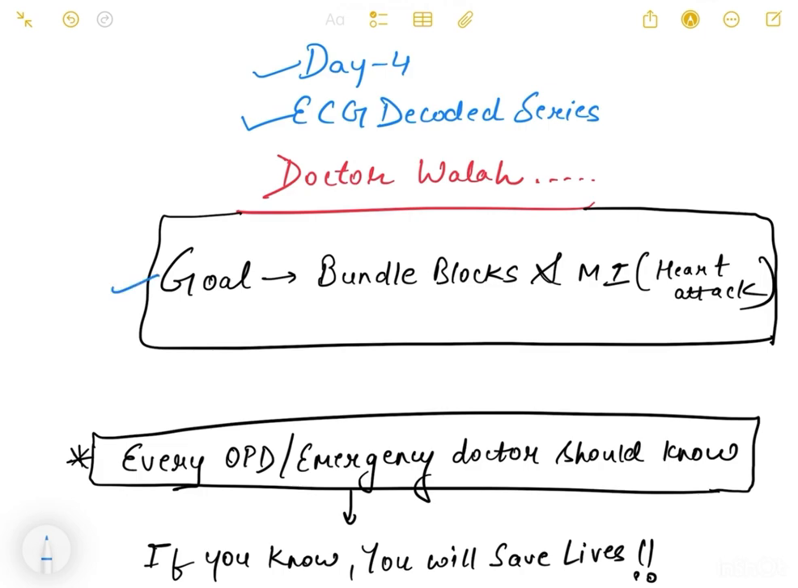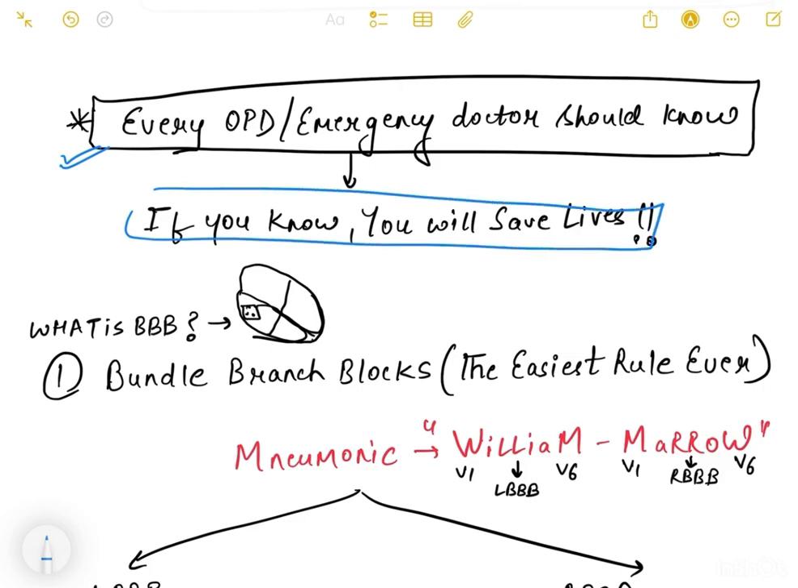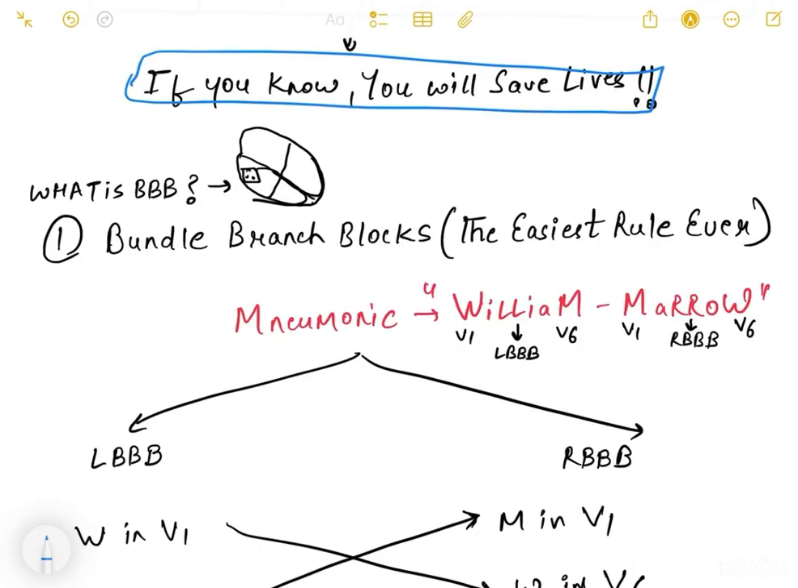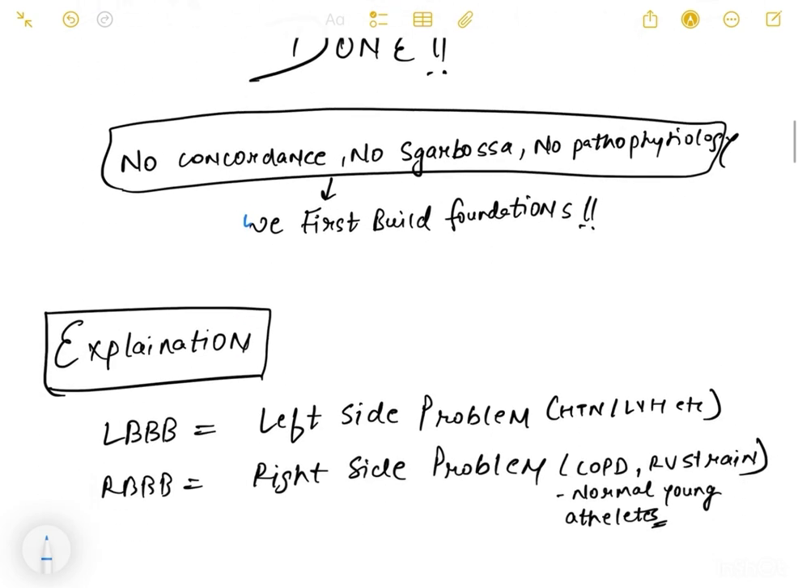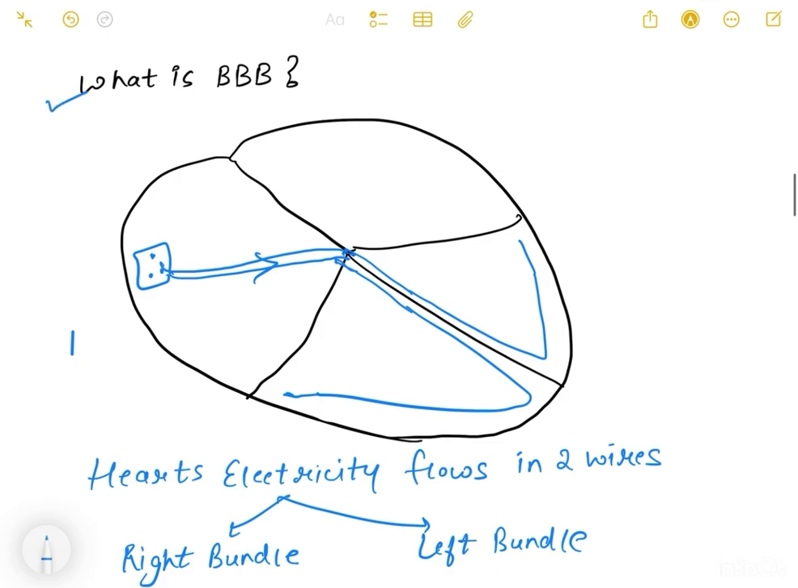Today's goal is bundle blocks and MI. Every OPD emergency doctor should know them. And if you know them, you can save a lot of lives. So, what is a bundle branch block?